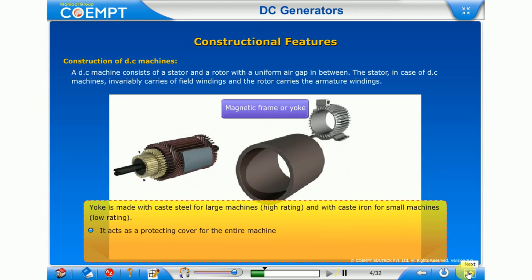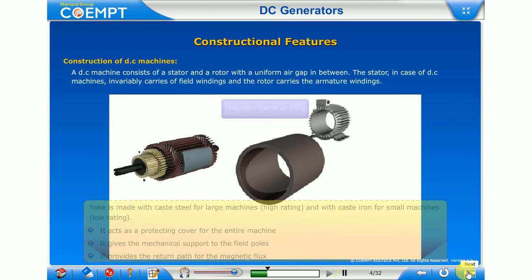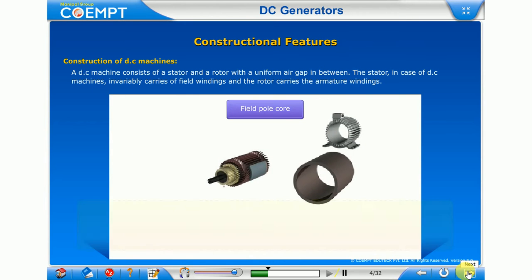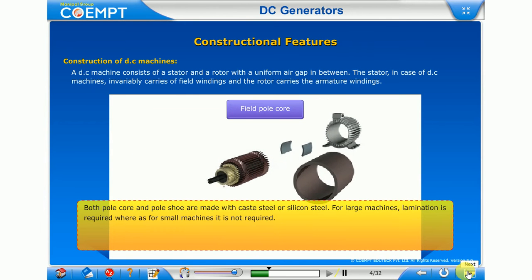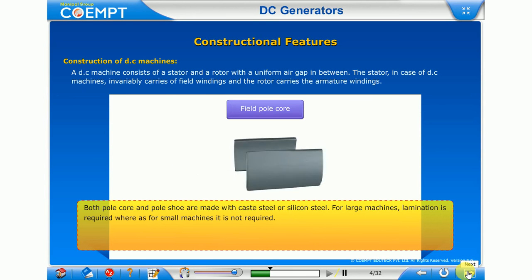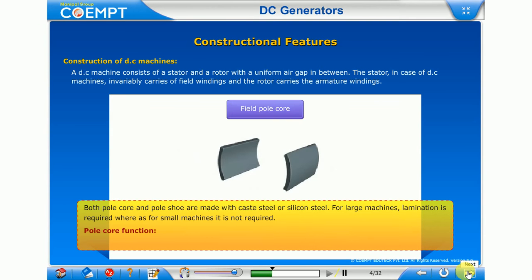Field pole core. Both pole core and pole shoe are made of cast steel or silicon steel. For large machines, lamination is required, whereas for small machines, it is not required. Pole core function. It accommodates the field winding and acts as a magnetic pole when the winding is excited. Commutator. The commutator is made of hard-drawn copper to reduce the wear and tear. Number of commutator segments is equal to the number of coils.